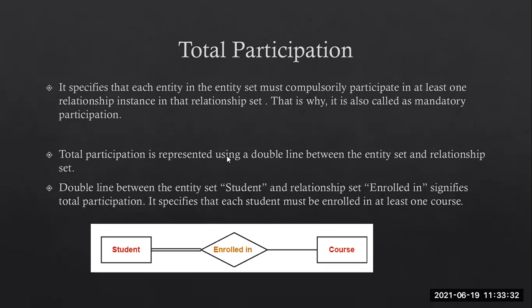I hope you have got the total participation. Soon we have to begin with the partial participation with the description and diagram. Hope you have got the total participation. Again, I'm repeating: when all the values from one table have participated or have connected to another table's values, that is what is called the total participation here.